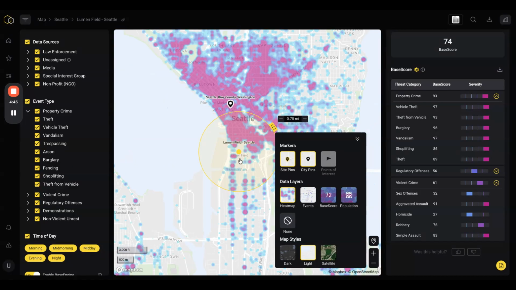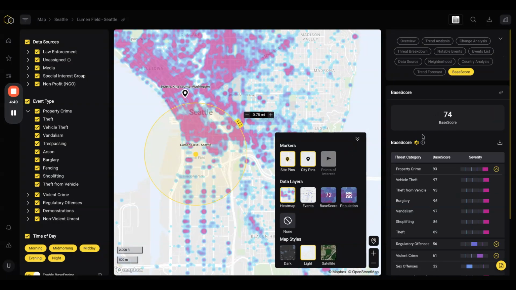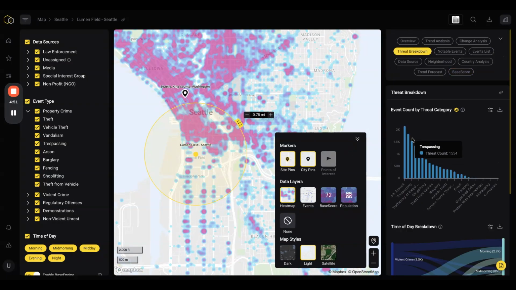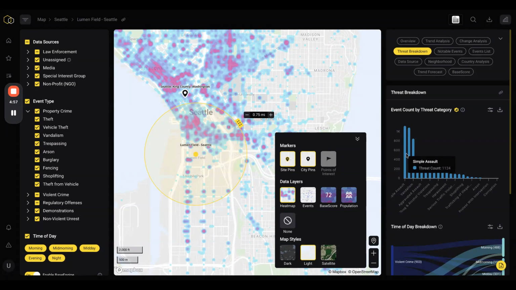So drilling down into the heat map view here, now we can start to get a sense for where this activity is most concentrated. When I go over to my threat breakdown, I can really get a strong sense for how often these things are occurring based on threat count. So here we can see from local police data, we're logging over 1,000 reports of simple assaults in the past 12 months in this almost mile around the facility.